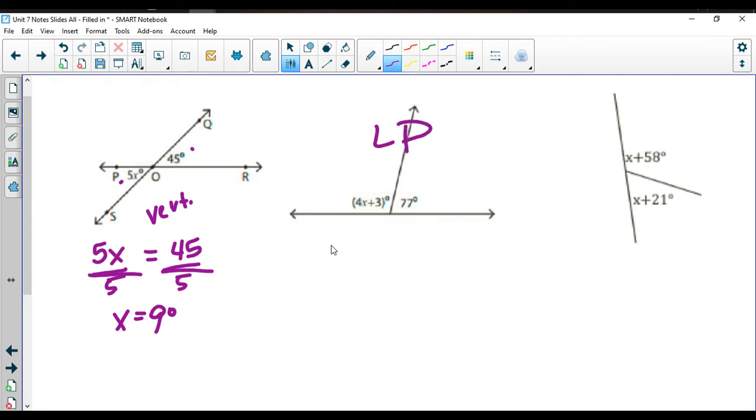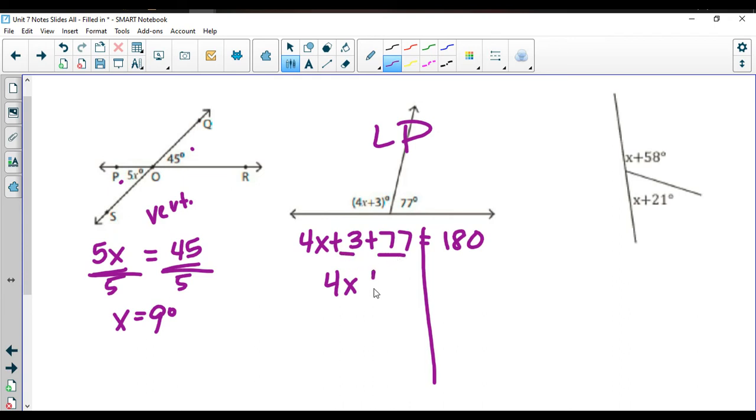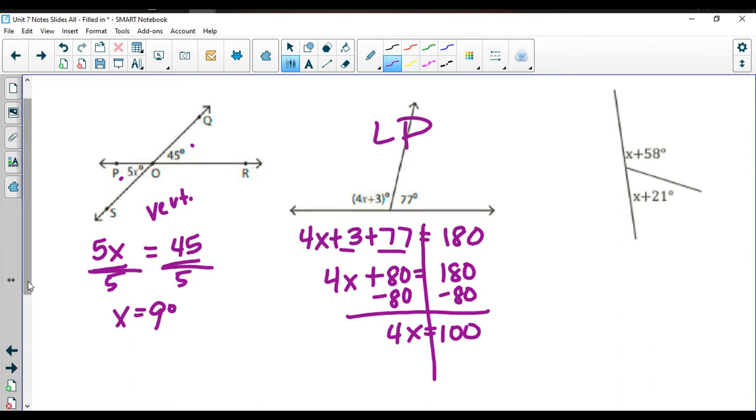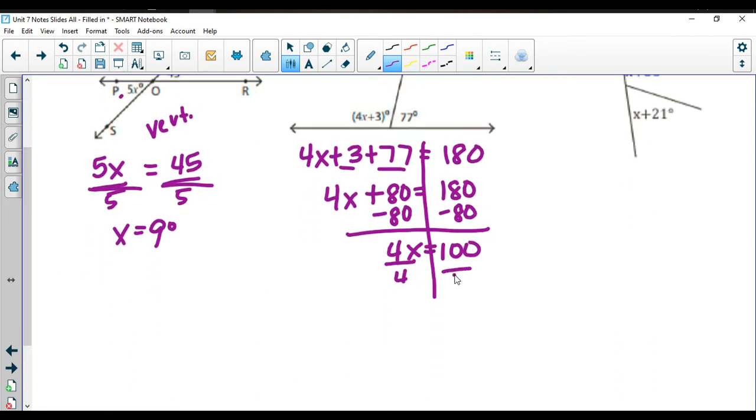These two here are a linear pair, so I'm going to add them together. So I have 4x plus 3 plus 77 equals 180. If you still find yourself struggling, it's better if you do the blank plus blank equals 180. Do that and then fill them in. I'm going to kind of skip back and forth and jump between the two options. So I'm going to combine my like terms here first. So I get 4x plus 80 equals 180. Subtract 80 on both sides, and I'm going to get 4x is equal to 100. And we're going to go ahead and divide through by 4. We get x equals 25 degrees.